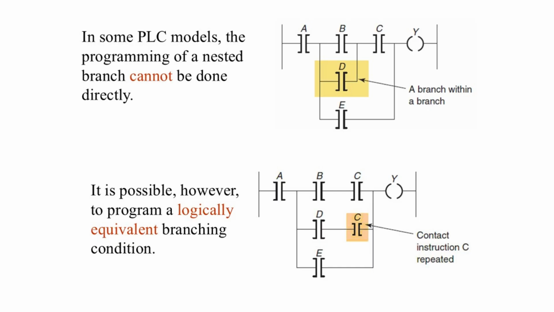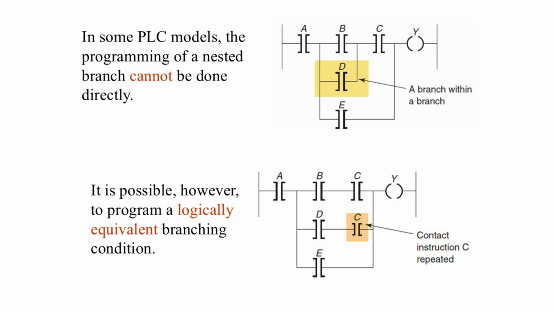This slide shows an important detail about nested branches and a limitation you might encounter when programming them in certain PLC models. In the top example, we see a branch that contains another branch inside it. This is what we call a nested branch. The rung logic includes instructions A, B, and C in series, with an additional path that contains D nested inside the main branch, providing an alternate route.